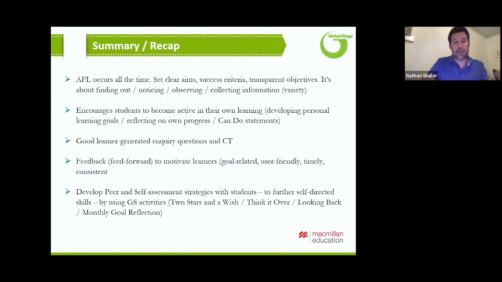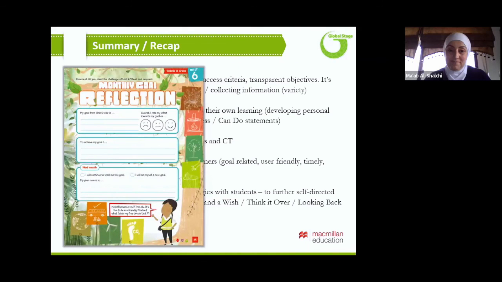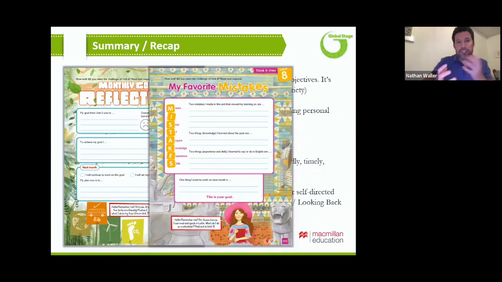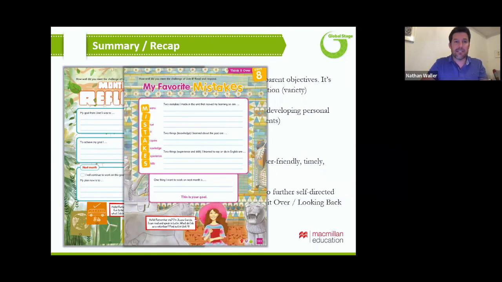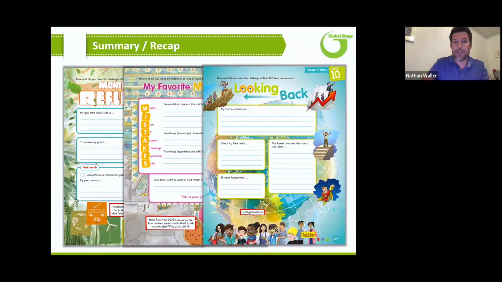And the last one, developing peer and self-assessment strategies. I mentioned loads of things here as well that Mab was talking about. I think, Mab, if you click, there's a few more examples from Global Stage. This one, and they're nice and colorful, they're bold, they're child-friendly. They get to the end, and as they do them through the book, they see them each unit. They're like, yeah, we're going to be doing about my favorite mistakes, and they can do them together. They can make it fun. It doesn't have to be a chore that we do at the end of the unit. We're making it nice and fun and interactive for them. Looking back, so we've got reflection, we've got planning, all of these types of things.